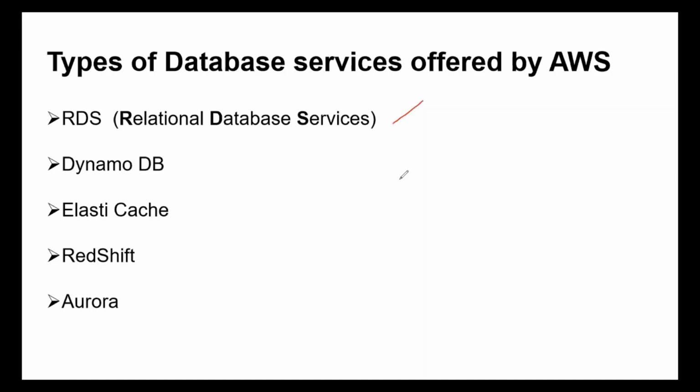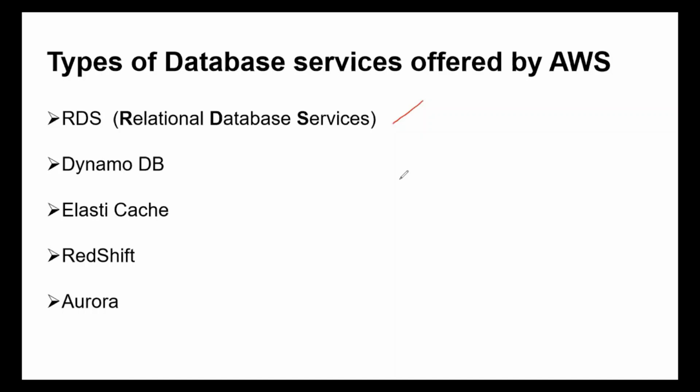Then we have DynamoDB, which is typically for storing unstructured data. If you want to stand up a database which is going to host unstructured data, just like we have MongoDB, CassandraDB, etc. in the market, you can use the DynamoDB service within AWS.